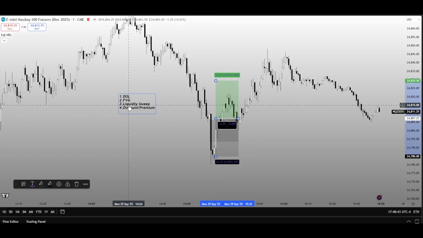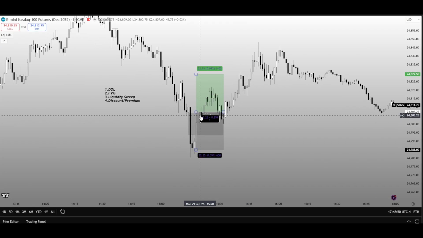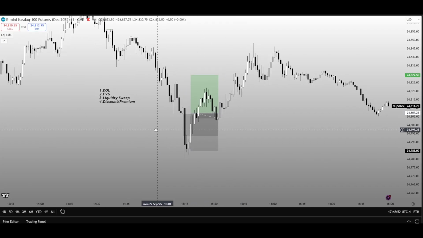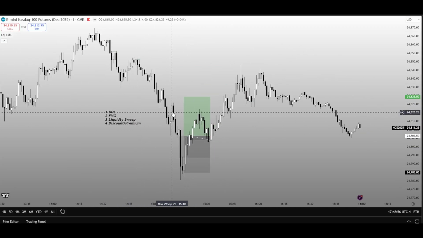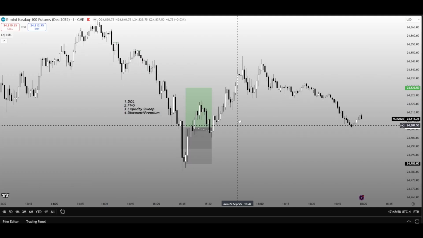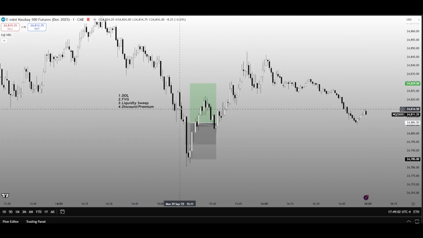Okay, so let's go into these things so you guys can identify an A plus inversion fair value gap setup. So here's a setup that we had Monday, 29 September 2025, at 3:22 or 3:20 was the entry. This inversion fair value gap, let's see if this is an A plus setup, right? So first thing we need to identify, draw on liquidity. Okay, what am I targeting?